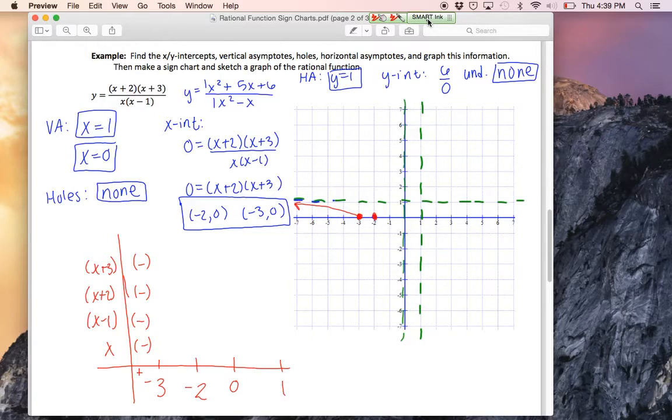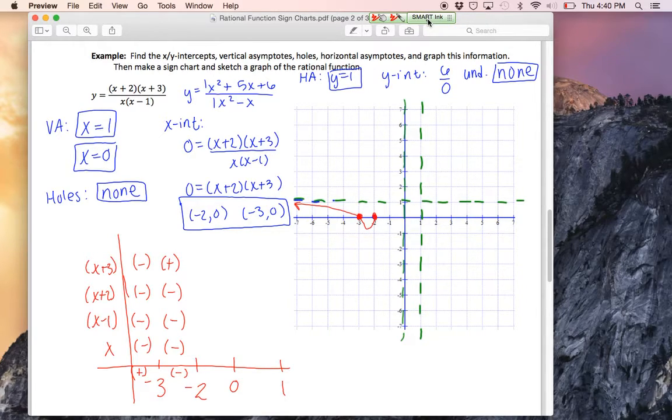Now from -3 to -2, I'm going to pick -2.5. So -2.5 plus 3 is positive. -2.5 plus 2 is negative. -2.5 minus 1 is negative. And -2.5 is negative. So this ends up being a positive and 3 negatives, which gives you negative. Here we have positive, here we have negative. So I know that my function is going to be negative here. So it's probably going to dip down and come back up.